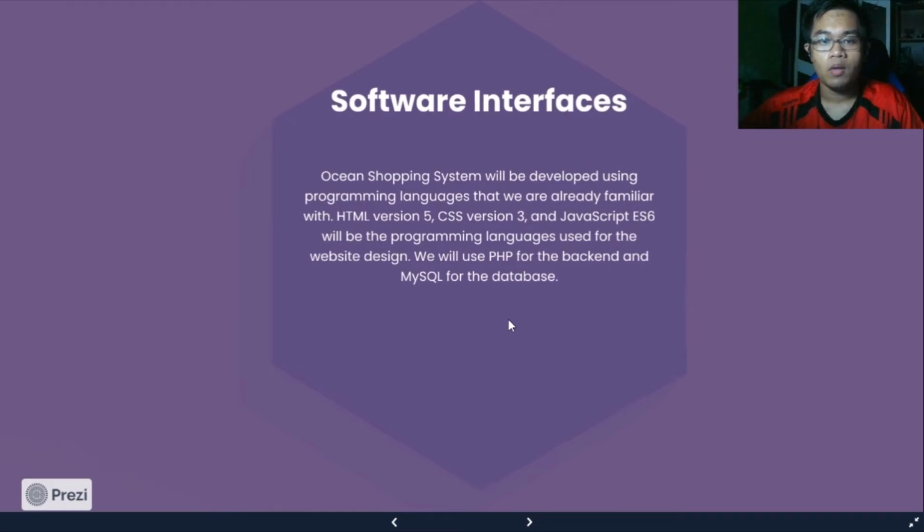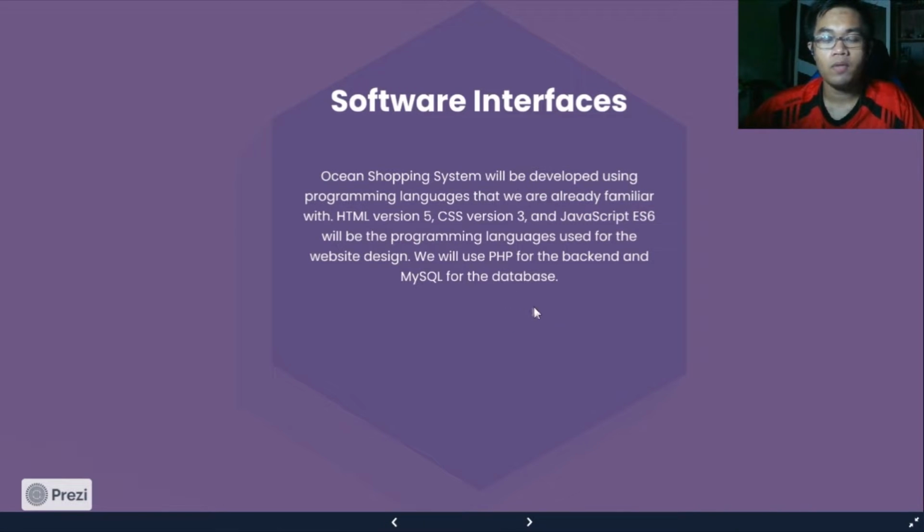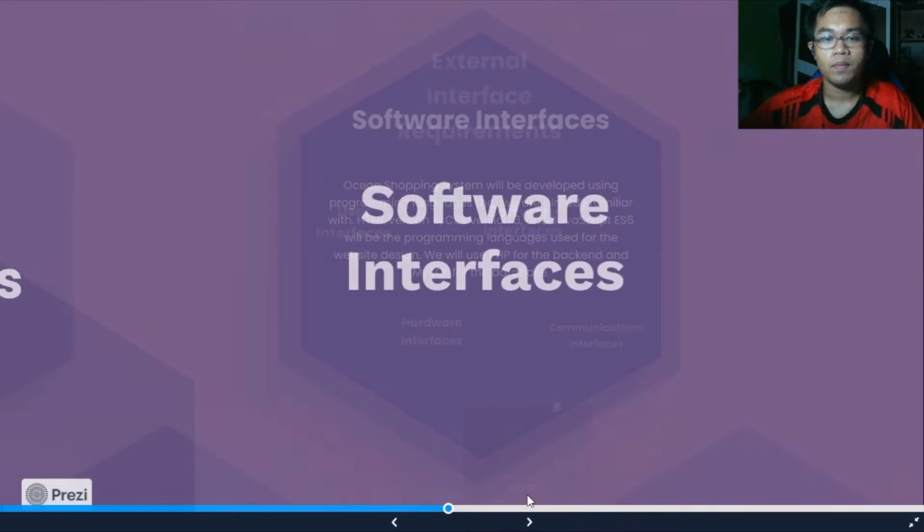For the software, the Ocean shopping system will be developed using programming languages that we are already familiar with. HTML version 5, CSS version 3 and JavaScript ES6 will be the programming languages used for the website design. We will use PHP for the backend and MySQL for the database.